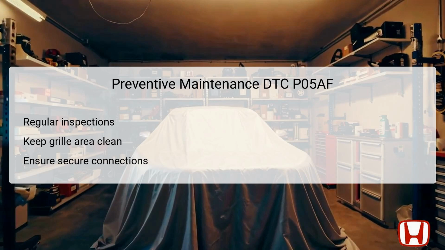Regular inspections of the lower grille assembly will help you catch any signs of wear, obstruction, or damage before they escalate into more significant issues. It's also important to keep the area around the grille clean and free from dirt and debris, which can interfere with its movement and operation. Additionally, regularly checking and securing all electrical connections related to the grille assembly can prevent loose wires from causing intermittent failures. These proactive measures will contribute significantly to vehicle reliability and performance.